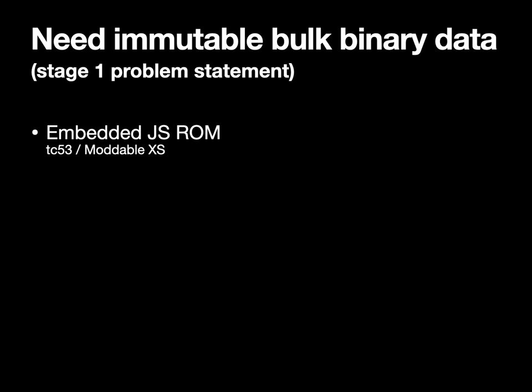Immutable, embedded JavaScript, JavaScript for devices, such as standardized by TC39 and implemented by Immutable in their XS engine, is in a situation where ROM is much cheaper and more plentiful than RAM in many target embedded devices. So there's a big need for embedded devices that if you have a bunch of data, like images, for example, a bunch of data that in fact is not going to change at runtime, you would like to be able to place it in ROM without having to do crazy bookkeeping to pretend that it's mutable.